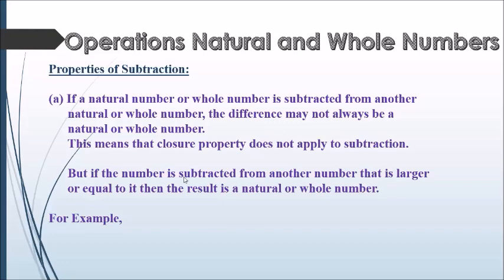But if the number is subtracted from another number that is larger or equal to it, then the result is a natural or whole number. This means that if the first number is larger than the second number, here in this example, 12 is greater than 5, the answer is going to be a natural number or a whole number. Whenever we are subtracting a smaller number from a larger number, the answer is going to be a natural number. And when both the numbers are equal, for example, 5 and 5, 5 minus 5 is going to be 0. This means that it is going to be a whole number.